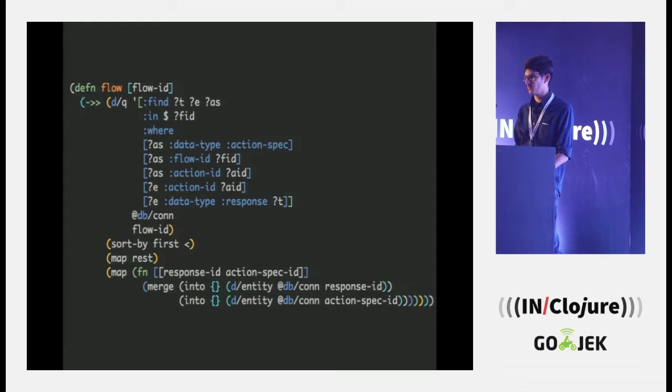This is a very typical DataScript DataLog query. Here we are trying to find a specific flow and all the actions that went into it. So if you remember the error report that we saw earlier, we listed all the actions. This is the sort of query that goes into it.